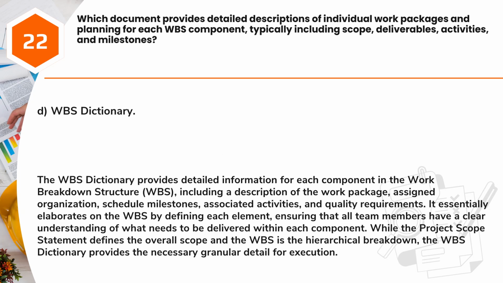Answer: D. WBS Dictionary. The WBS Dictionary provides detailed information for each component in the Work Breakdown Structure, WBS, including a description of the work package, assigned organization, schedule milestones, associated activities, and quality requirements. It essentially elaborates on the WBS by defining each element, ensuring that all team members have a clear understanding of what needs to be delivered within each component. While the project scope statement defines the overall scope and the WBS is the hierarchical breakdown, the WBS dictionary provides the necessary granular detail for execution.